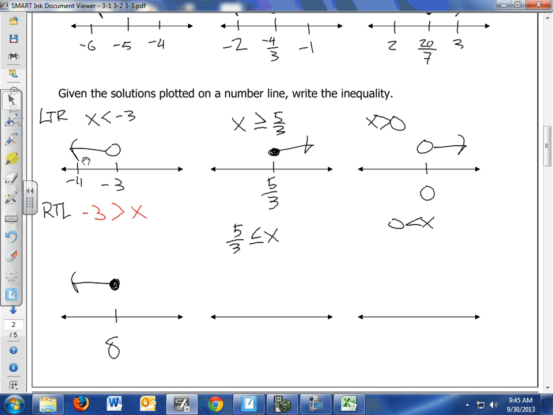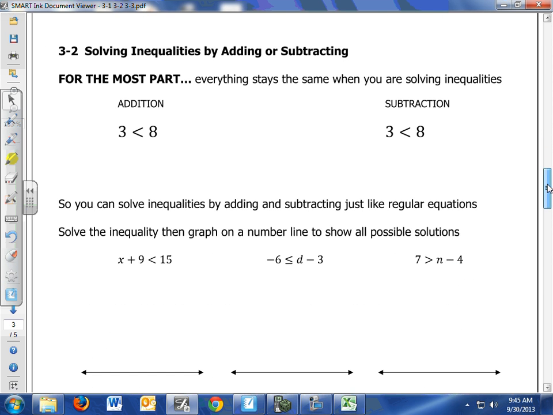Miss Ann, what did you write for your last one? Beautiful. From right to left, this would be 8 is bigger than or equal to x. And Mr. Smith, do it the other way. Beautiful. Okay? Both are correct. All right? Everybody see? Left to right, right to left. We can do either way in math. All right, let's move on.